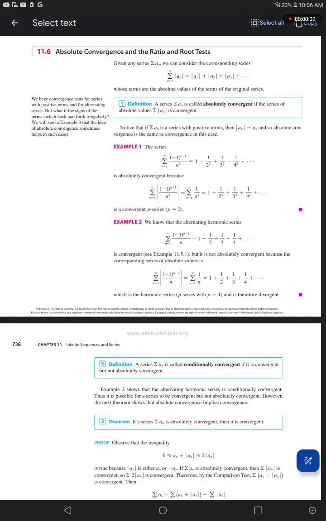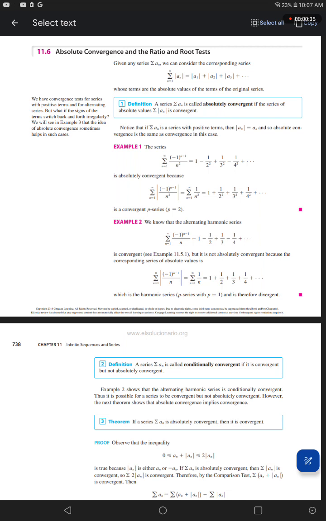11.6 Absolute convergence and the ratio and roots tests. Given any series, the sum of a sub n, we can consider the corresponding series, the sum from n equals 1 to infinity of the absolute value of a sub n, equals the absolute value of a sub 1 plus the absolute value of a sub 2 plus the absolute value of a sub 3, whose terms are the absolute values of the terms of the original series.